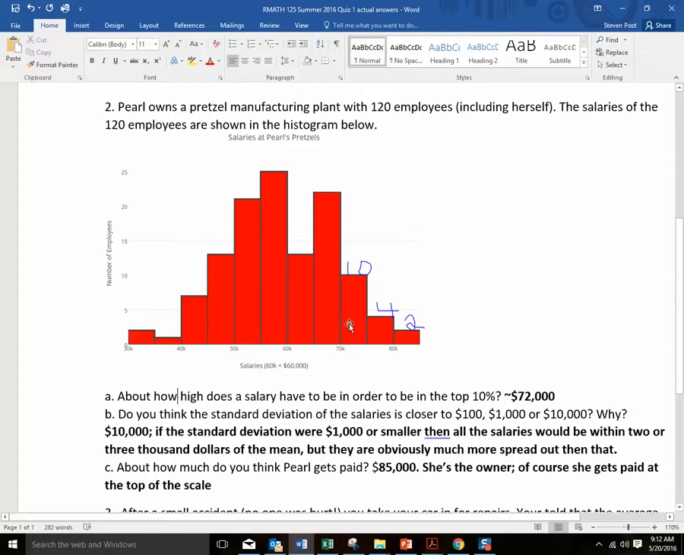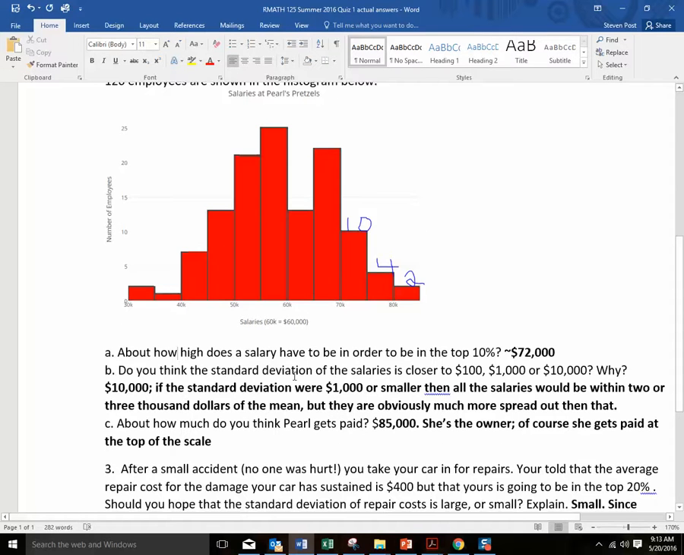So 70,000 would be a little bit low for the top 10%. It's going to be somewhere between 70 and 75, and I estimated it at 72,000. I accepted 70,000, but that's really a little bit low. 75,000 is too high. There's only 6 people making more than 75,000, and that's 5%, not 10%. Next, do you think the standard deviation is closer to 100, 1,000, or 10,000?